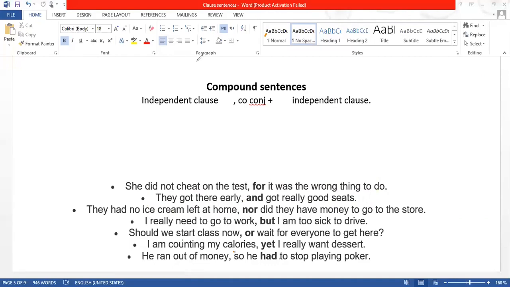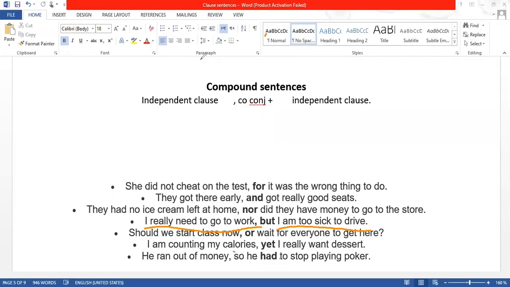Okay, the fourth one: I really need to go to work, but I am too sick to drive. Now this "but," you already know how to use, so I will not explain it. This is one clause and "I am too sick" is another clause. See why I use "I" here: because these two clauses are different. For example, I play cricket, but my brother plays football. There I will use it because it is different.